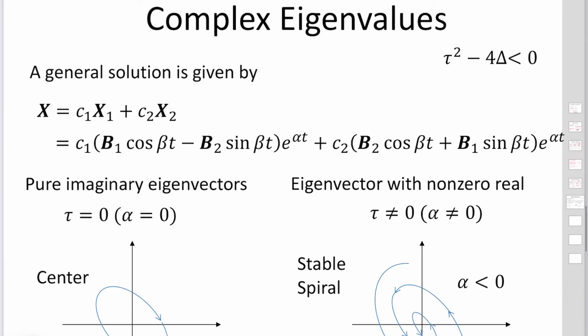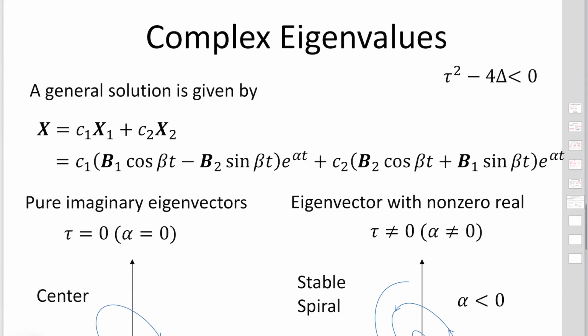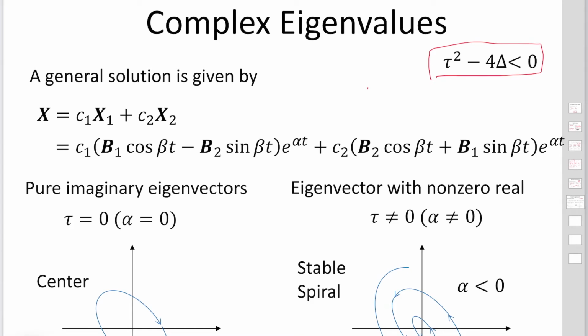The last case is complex eigenvalues. The characteristic equation has complex eigenvalues. In this situation, tau squared minus 4 delta is a negative quantity. Then the general solution is expressed like this, and alpha is expressed as tau over 2, and beta is expressed as the square root of 4 delta minus tau squared, over 2. Then the solution is expressed with these equations.